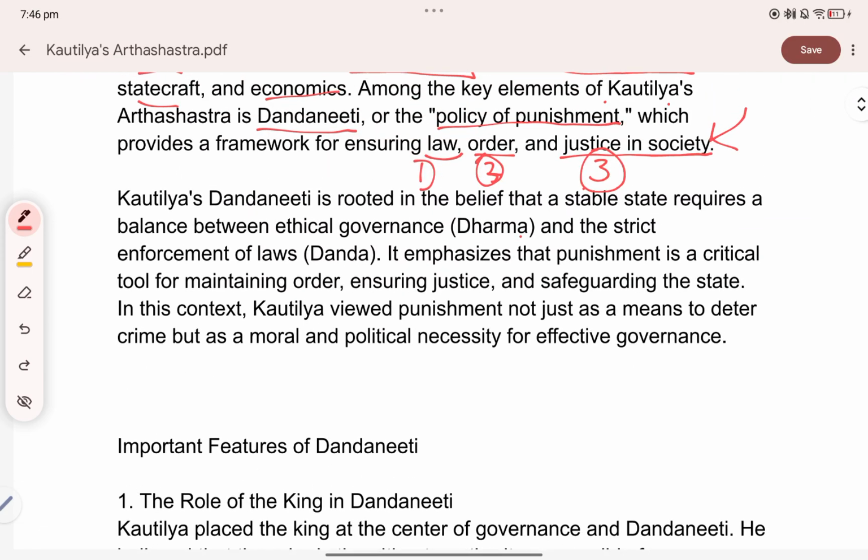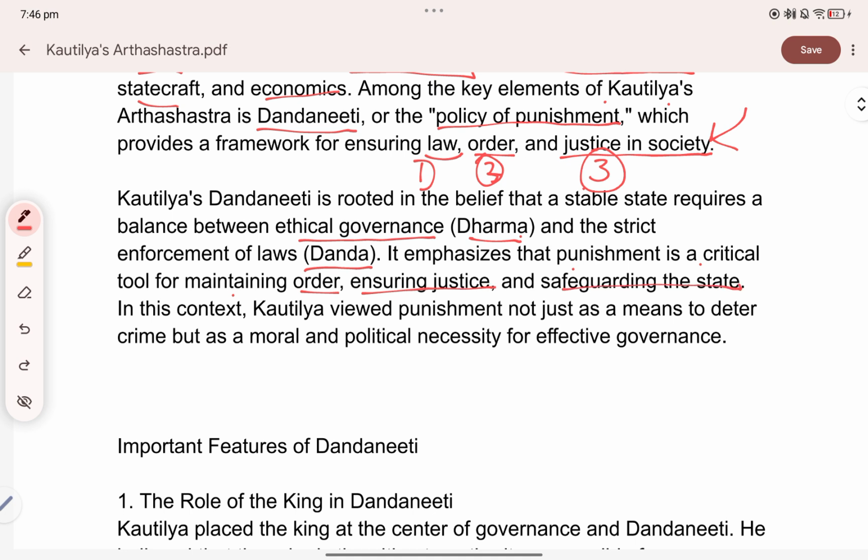Kautilya's Dandaniti is rooted in the belief that a stable state requires a balance between ethical governance, that is dharma, and the strict enforcement of laws, danda. तो इसके keywords यहाँ धर्म और दंड ही हैं, right? It emphasizes that punishment is a critical tool for maintaining order, ensuring justice, and safeguarding the state.